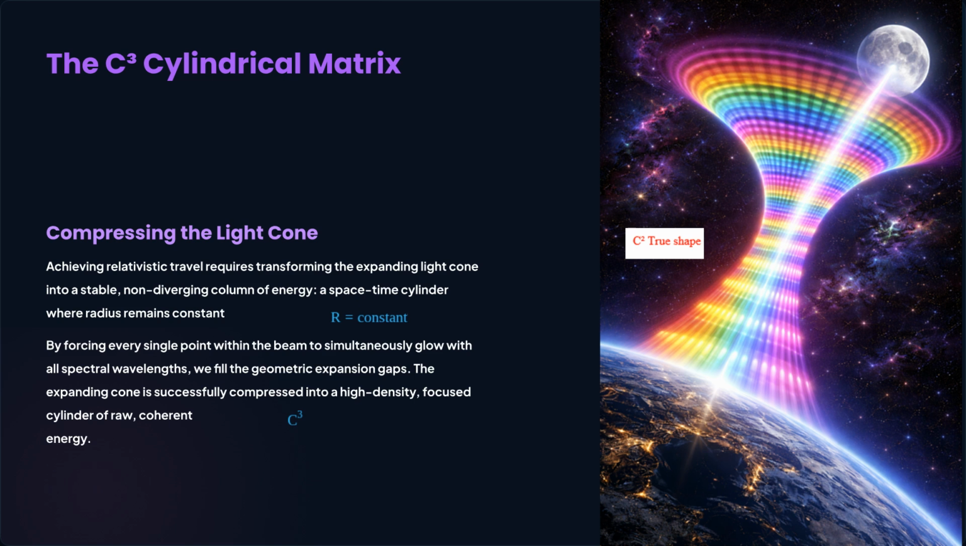By forcing every single point within our light beam to simultaneously glow with all complementary colors of the visible spectrum, we fill the geometric gaps of expansion. We structurally lock the maximum boundary of the beam at approximately 0.380 meters. The naturally expanding space-time cone is compressed and stabilized into a constant radius space-time cylinder. We have successfully harnessed a non-diverging column of high-density, focused c-cubed energy, a stable conduit capable of carrying physical mass.